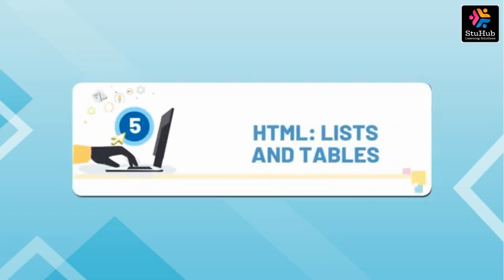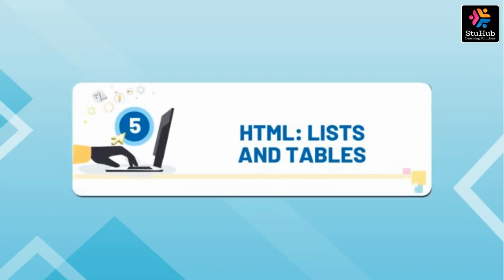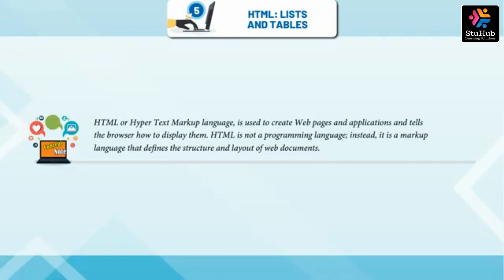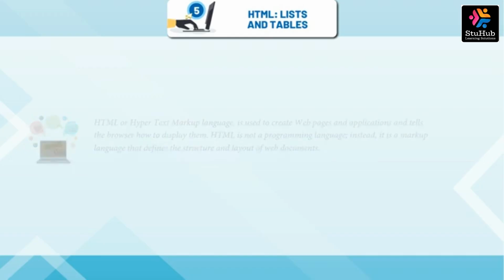Chapter 5: HTML Lists and Tables. Concept note: HTML, or hypertext markup language, is used to create web pages and applications and tells the browser how to display them. HTML is not a programming language. Instead, it is a markup language that defines the structure and layout of web documents.